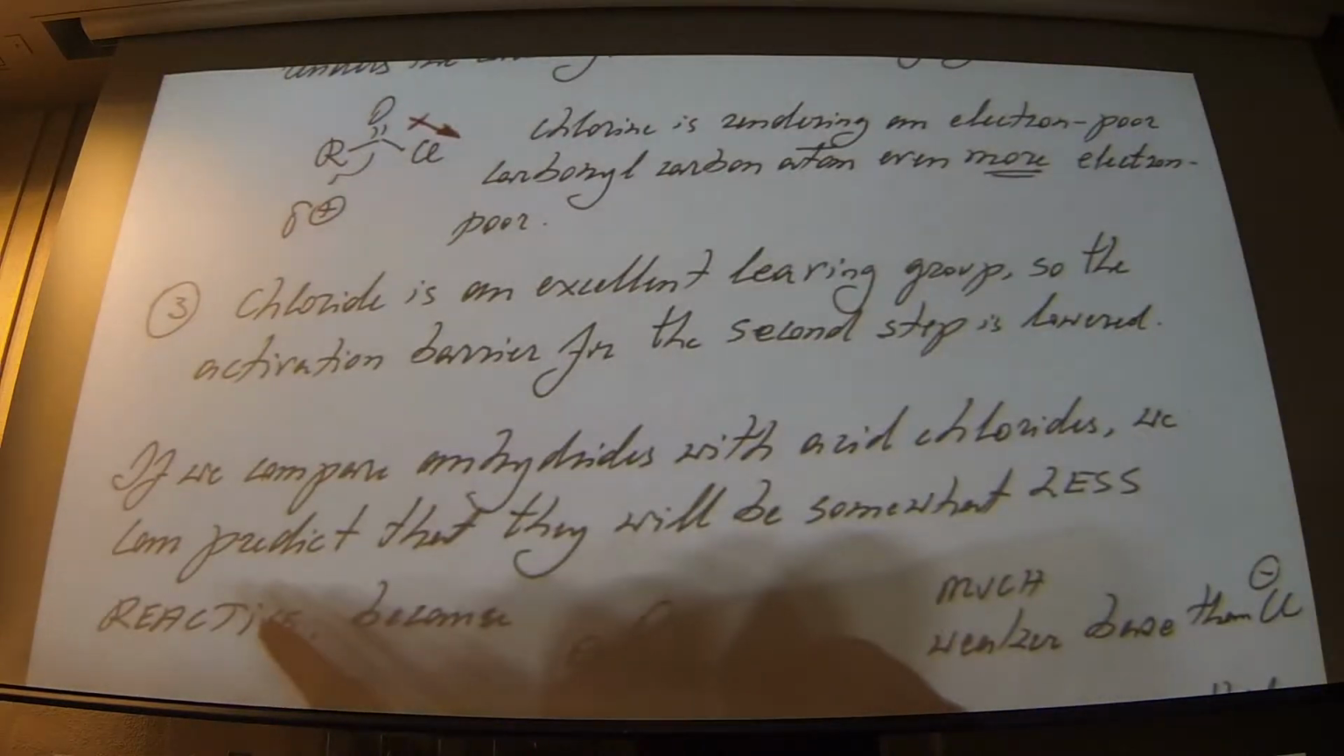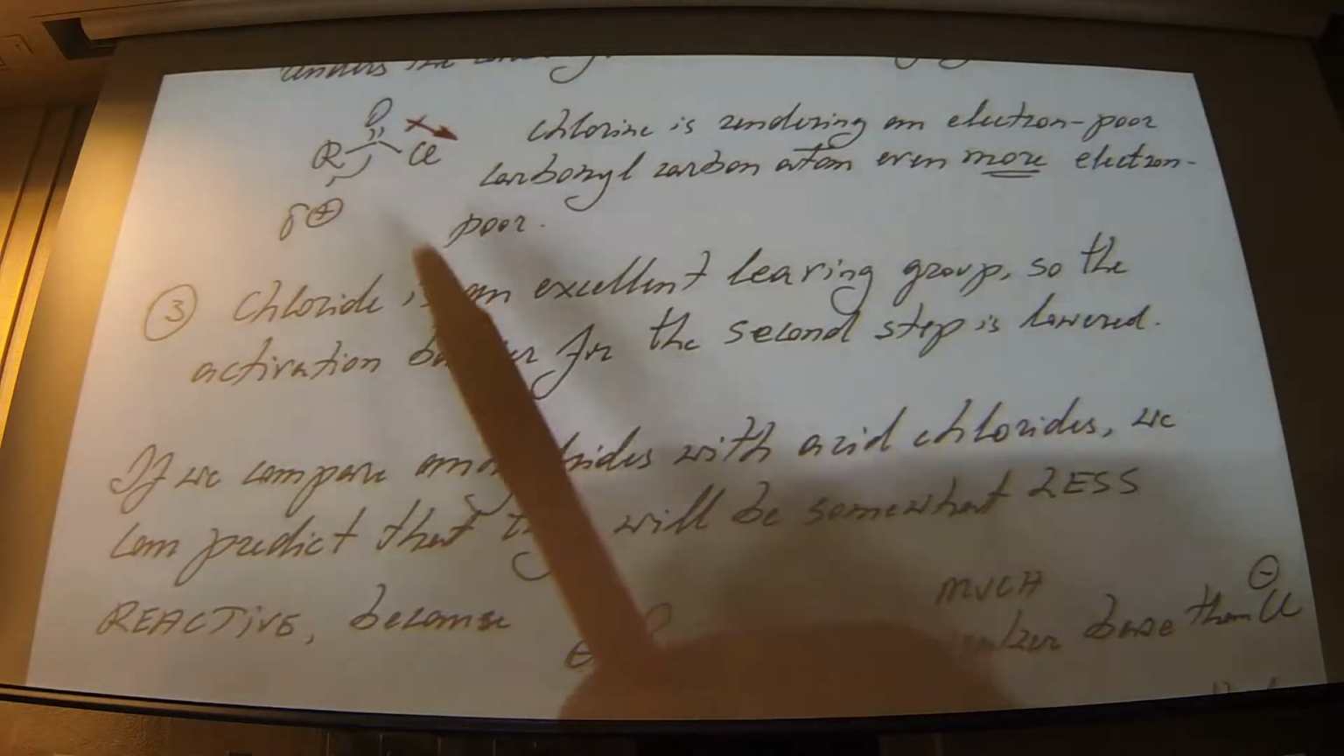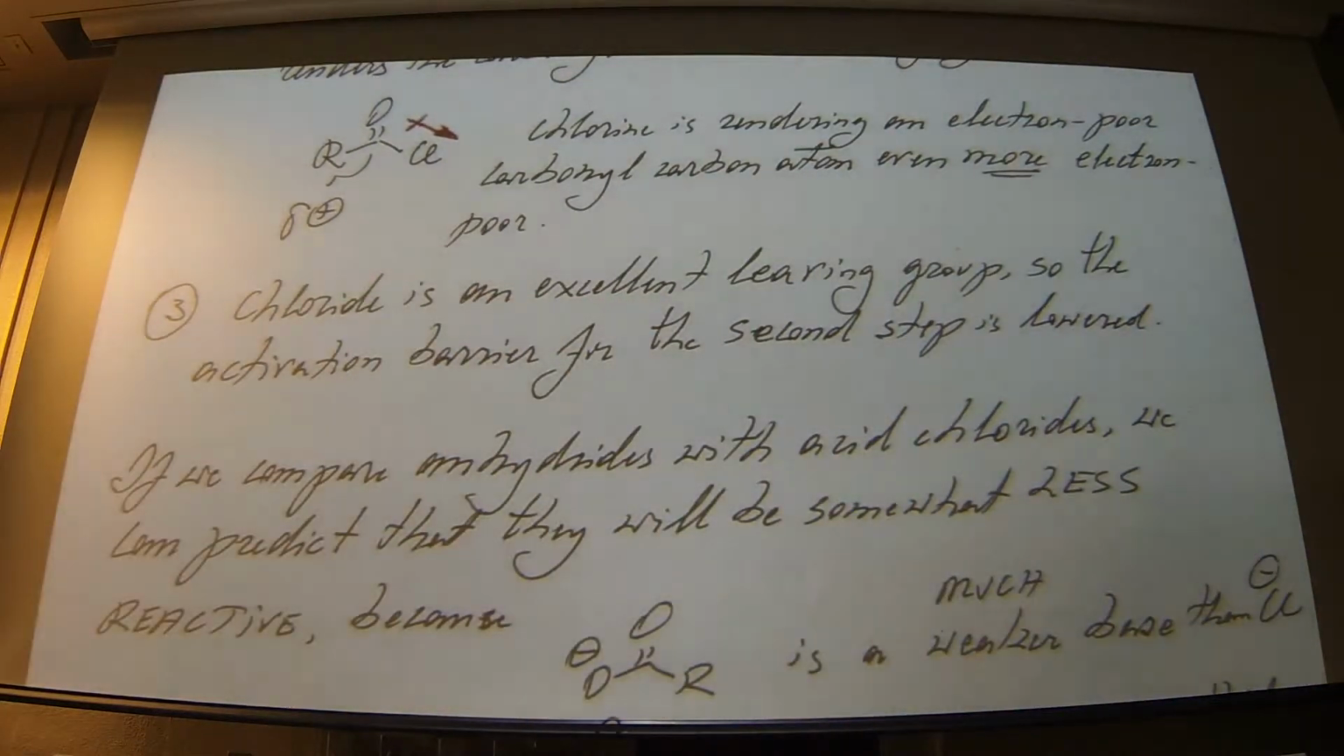And then, as I mentioned just moments ago, because chlorine is electron withdrawing, chloride is a weak base. That means that chloride is a good leaving group. So the second step, where the tetrahedral intermediate collapses, is also going to be favorable. You add all that up, and what does that tell you? It tells you that acid chlorides are going to be very, very reactive. And so in a reactivity series for carbonyl compounds, the acid chloride is going to be all the way at the reactive end.